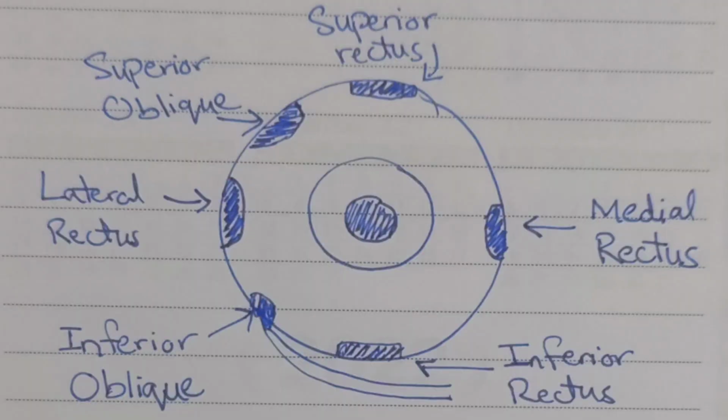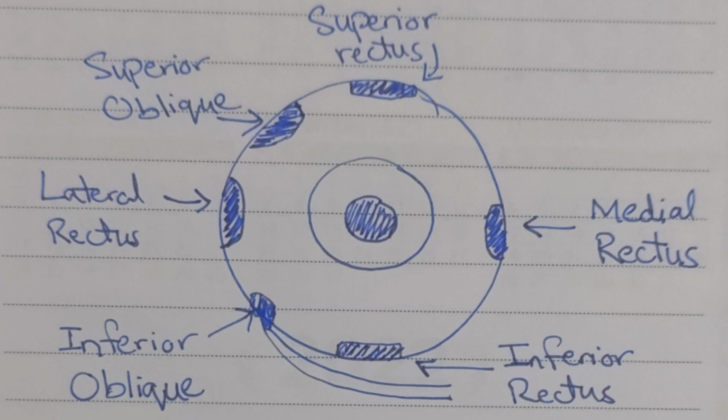Today we are going to discuss the nerve palsies of the extraocular muscles of the eye. There are three nerves of the extraocular muscles of the eye: the third nerve, the oculomotor nerve; the fourth nerve, that's the trochlear nerve; and the sixth nerve, that is the abducent nerve. Let's first discuss the third nerve, that is the oculomotor nerve. The oculomotor nerve innervates four muscles: the superior rectus, inferior rectus, medial rectus, and inferior oblique.